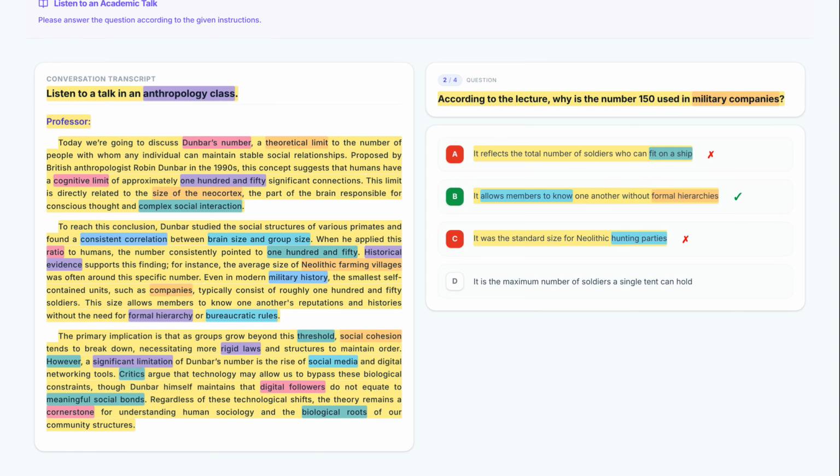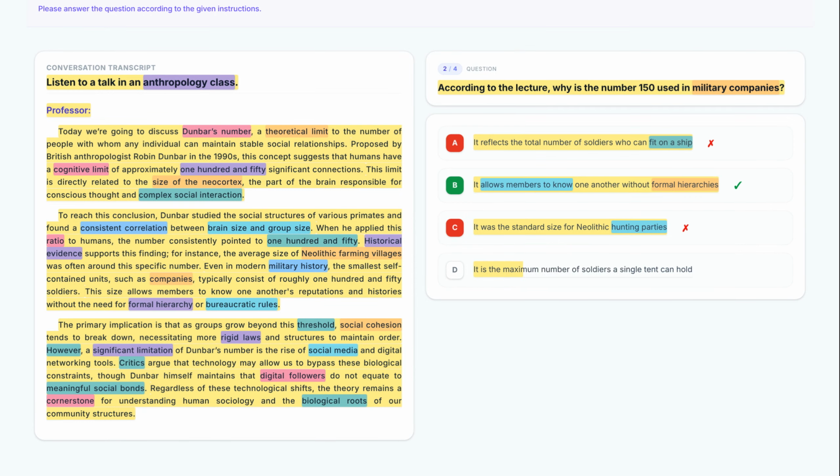Finally, let's evaluate option D. It is the maximum number of soldiers a single tent can hold. The mention of a single tent is not in the text. This is a purely made-up distractor.